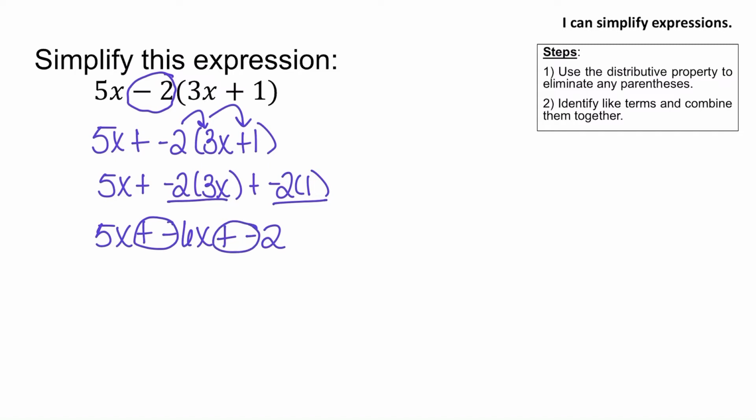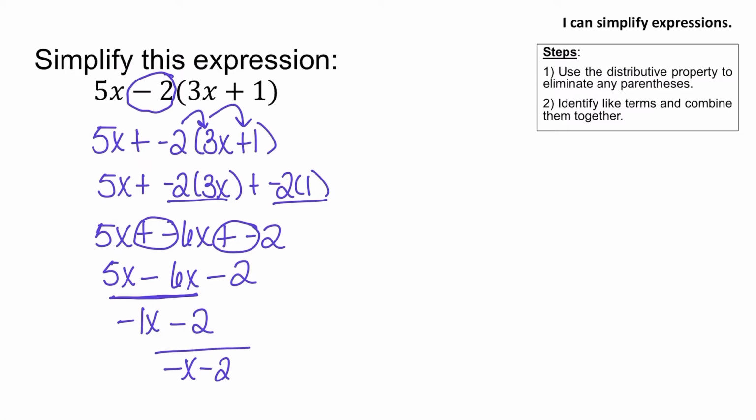So now let's take care of these double signs. Both of them are plus negative, so we'll just turn them into minus signs. So 5x minus 6x minus 2. Now let's combine these like terms that we have. We have a 5x and a minus 6x, which is going to be negative 1x minus 2. And remember, in algebra, we usually don't write those 1 coefficients. We're just going to write that as negative x minus 2. And that is our simplified expression.